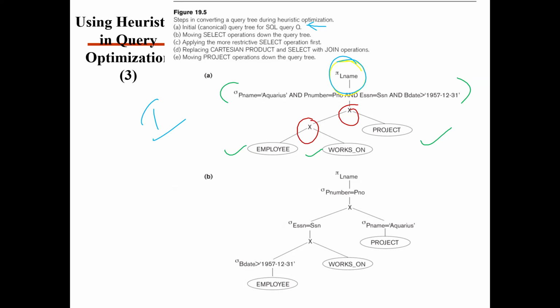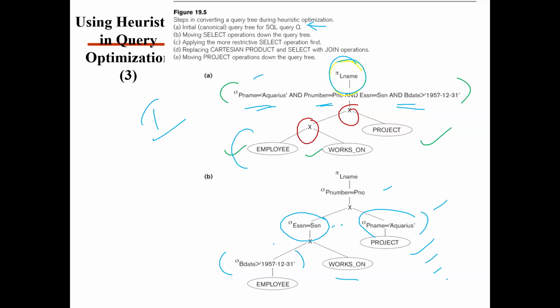We want to move the select down. So you see, we have divided this predicate into a number of smaller predicates, and we are trying to push them down. Instead of selecting all the employees, I will select only those employees whose birthday is greater than the given day. Instead of selecting all the employees who are working on the project, I will select only those employees whose SSN is matching. And instead of selecting all the projects, I will select only those projects whose project name is Aquarius.